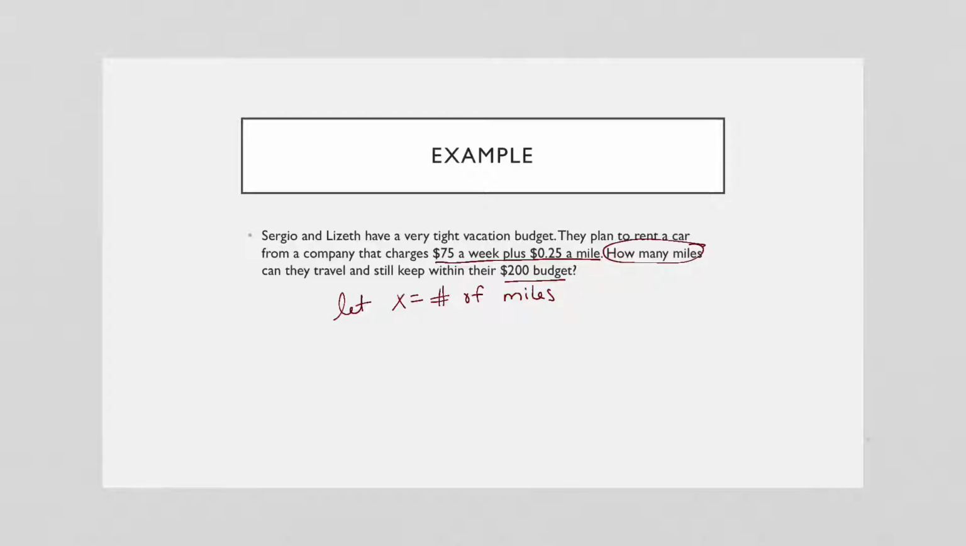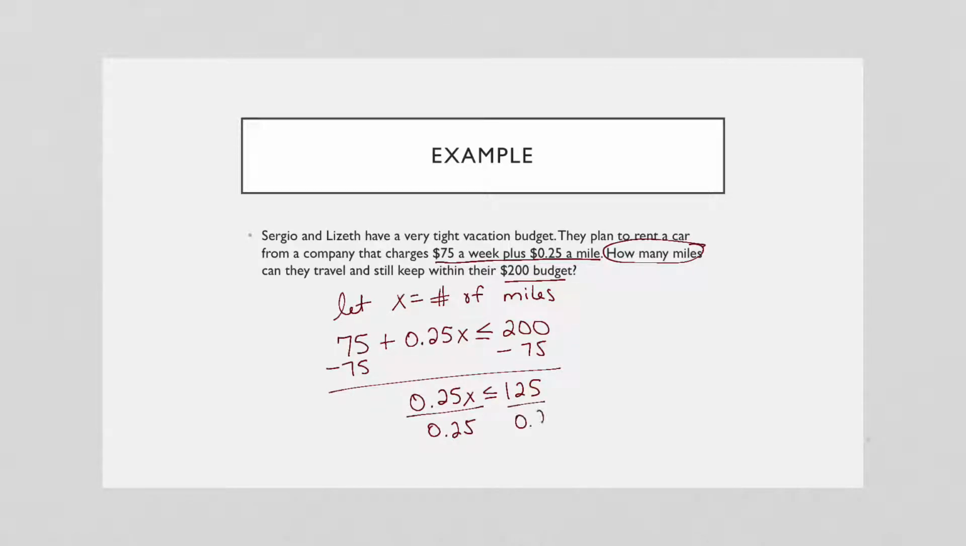So I want 75 plus 0.25 times the number of miles to be less than or equal to $200. So I'm going to subtract 75. And then I'm going to divide both sides by 0.25. Okay, so as long as they drive the car less than or equal to 500 miles, they will stay within their budget.